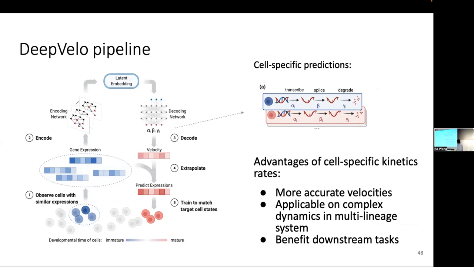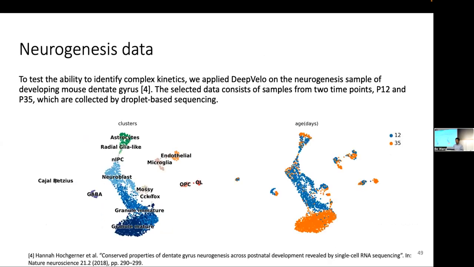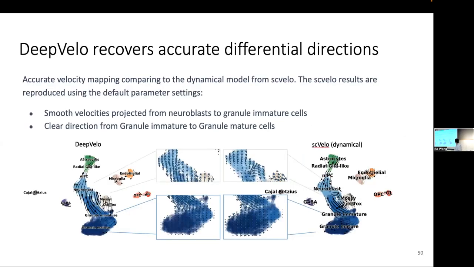All right, so let me quickly summarize the advantages of DeepVelo. We learn cell-specific kinetics. It's a more accurate velocity, by removing the very strong assumption of constant parameters in the velocity differential equation. And because of removing such assumptions, it is suddenly applicable to more complex systems with multiple lineages. So we have conducted lots of experiments to show the advantage of DeepVelo in comparison to the original velocity, particularly on this neurogenesis data, in which we have a very clear lineage. I want to show the results directly.